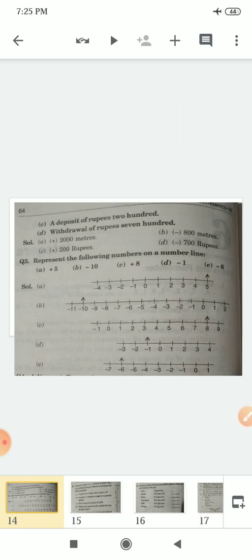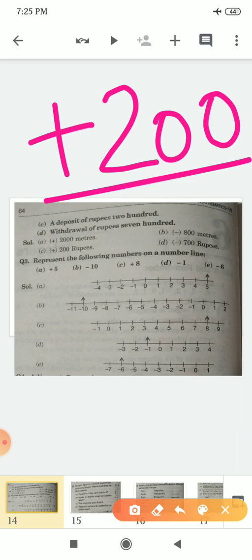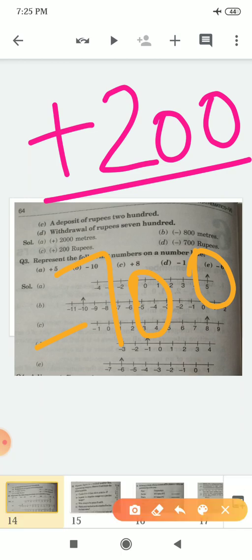Now C question, we have a deposit of rupees 200. Because it is depositing the amount, it will be plus, an increase in the total amount. So it is plus 200. Same way, withdrawal of rupees 500. You are withdrawing, you are taking money out, so it is minus 500. Okay. Now I hope everything is clear.